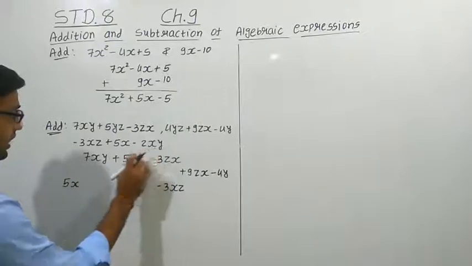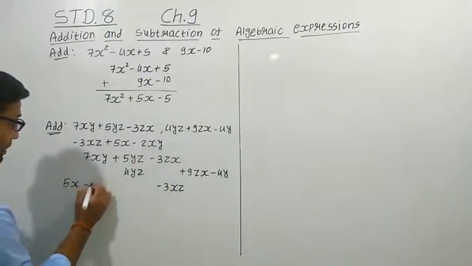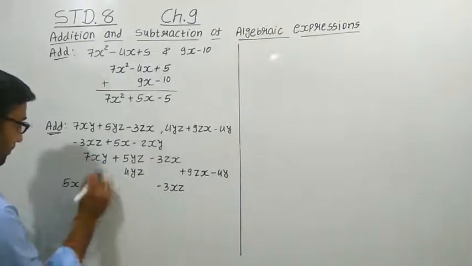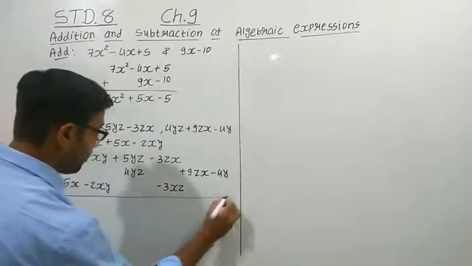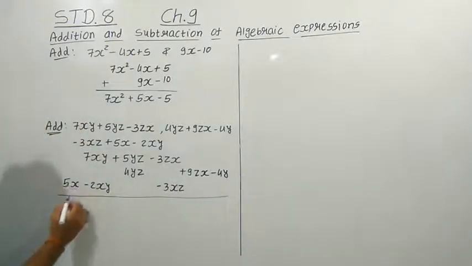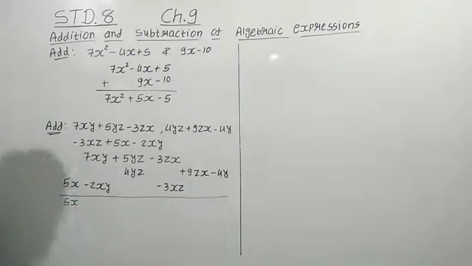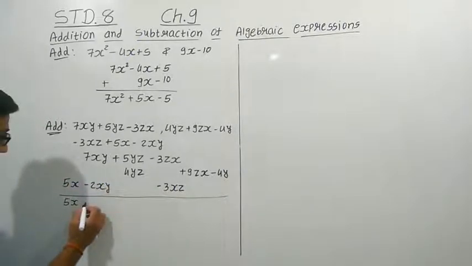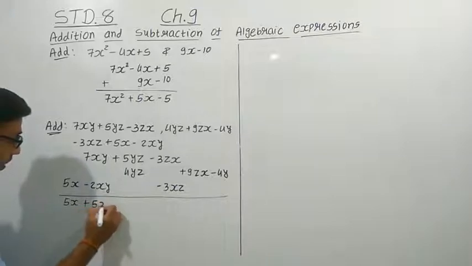Okay, and this is xy minus 2xy. So minus 2xy we can write down here. Now we have to add all the three terms. See, 5x is there, no other terms with the variable x, so write down as it is. 7xy minus 2xy we can write down plus 5xy.